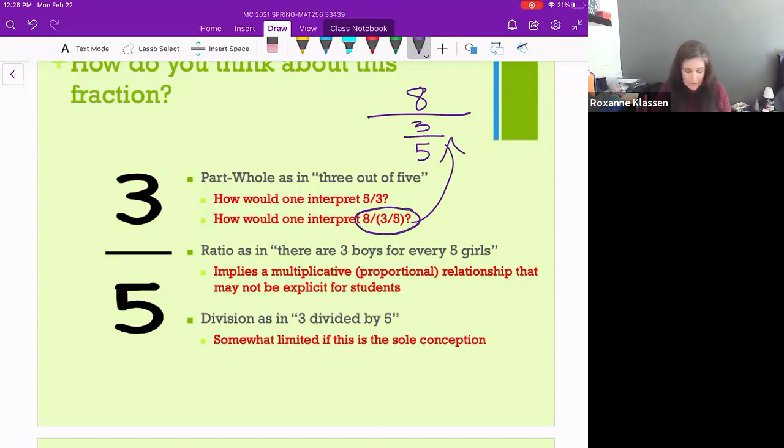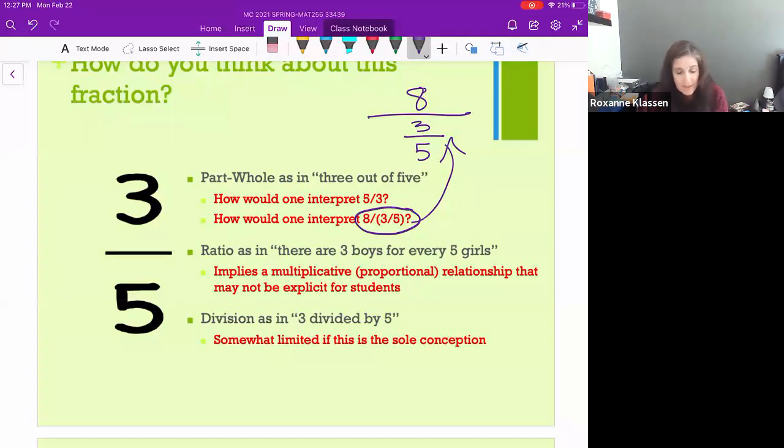So you could have a ratio as an idea. Okay, 3 boys for every 5 girls, right? And that could be fine, but do you see the concern there? It implies a multiplicative or a proportional relationship that might not be explicit for students. They might not understand what that's really saying. Instead, they might be stuck in the part-whole model, 3 out of 5, when if it's a ratio, it's 3 boys to 5 girls.